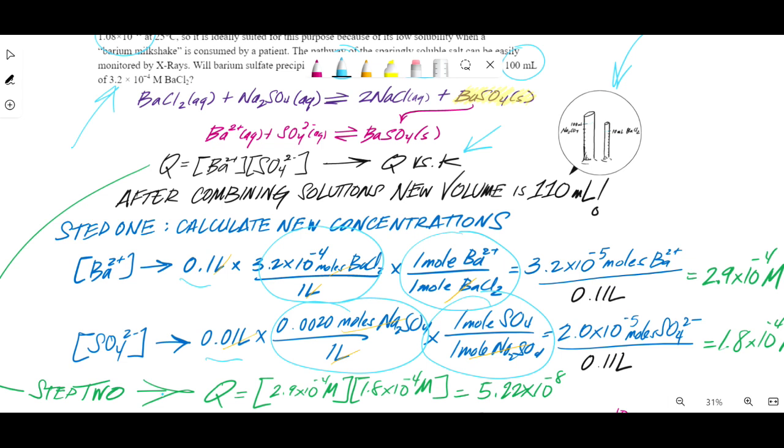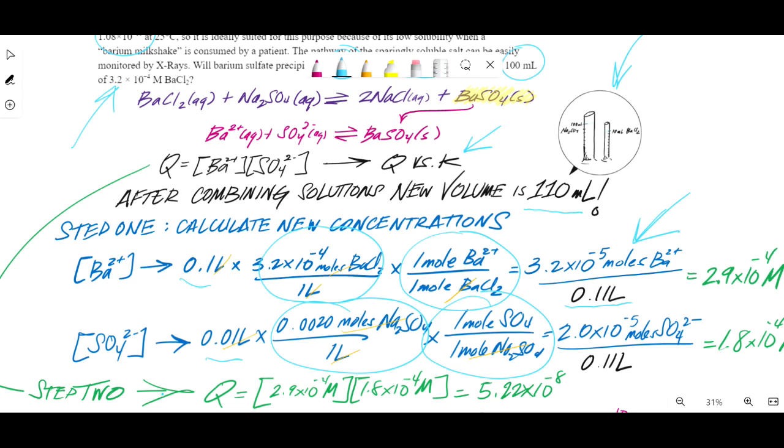I put them into my calculator. As an example of how I entered that, for the first one, I just entered 0.1 times 3.2 times 10 to the negative fourth. Everything else there is just a 1, so I don't really have to do anything with that. Then I got 3.2 times 10 to the negative fifth moles of barium. Now, why am I dividing it by 0.11 liters? That's just our new volume from up here. Again, I converted to liters, so I've simply moved the decimal 3 places to the left.